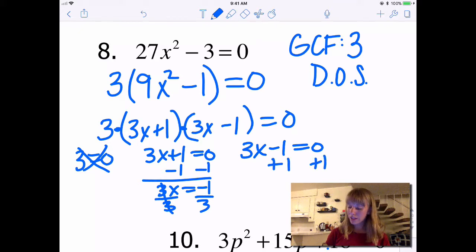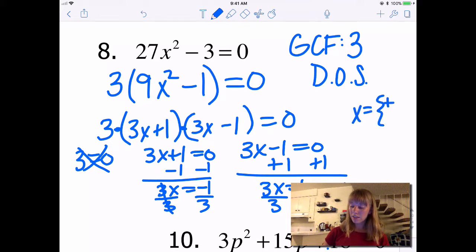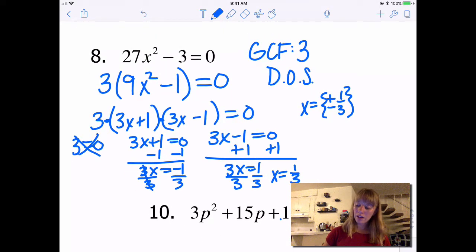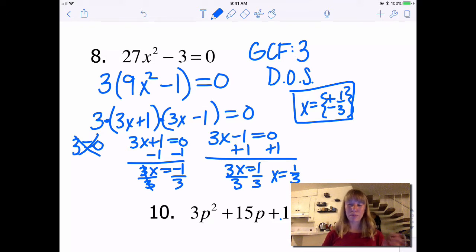Add 1 on both sides for that last equation, and 3x is equal to 1. When I divide by 3 on both sides, x is 1/3. So my final answer, x is positive or negative 1/3. If you listed those each separately, that would be totally fine with me. I'm just saving myself some room and a little bit of pencil lead, if I'm actually using a pencil, by putting the plus or minus there together.